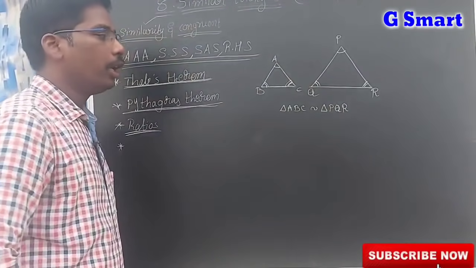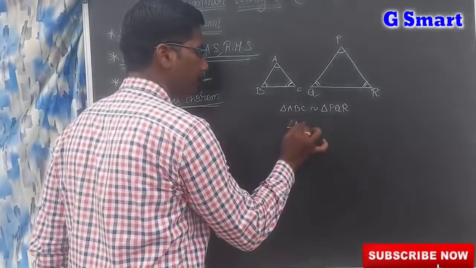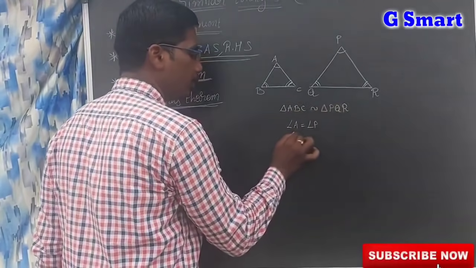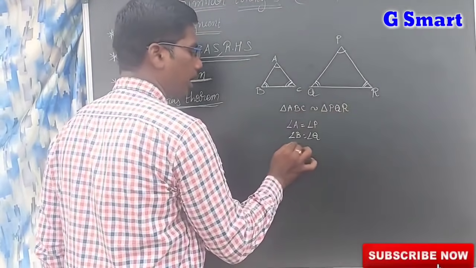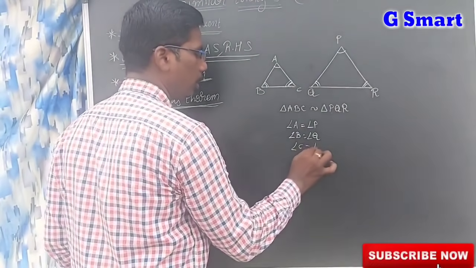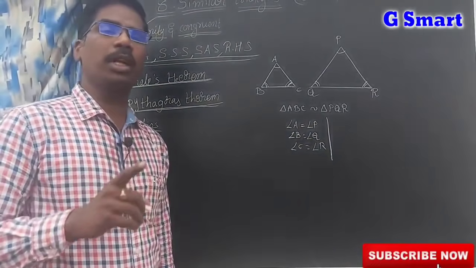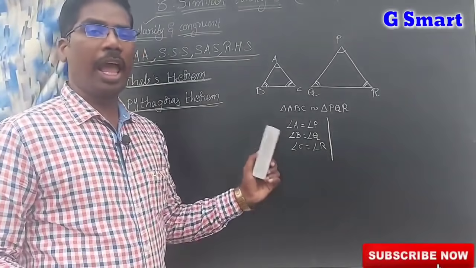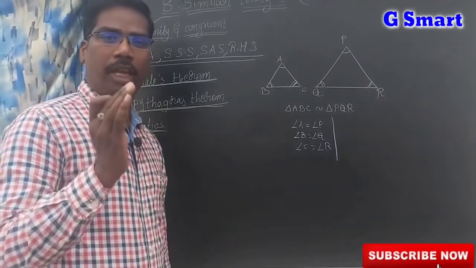So this angle A is equal to angle P, this angle B is equal to angle Q, this angle C is equal to angle R. Corresponding angles are equal. If 2 triangles are similar, then the corresponding angles are equal. Remember, this point is very important. They may ask one question about angles.